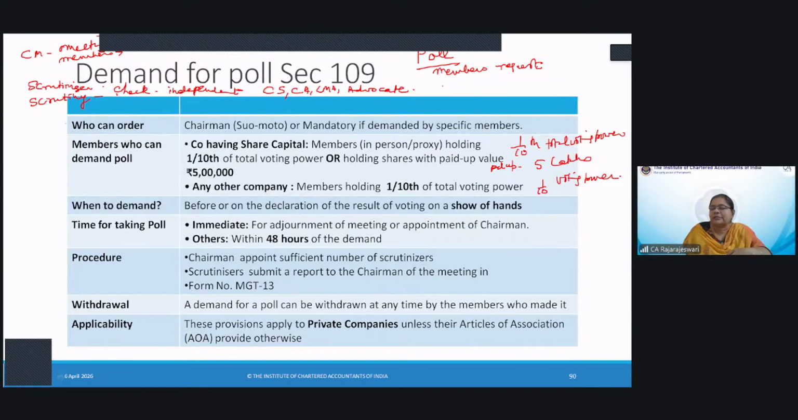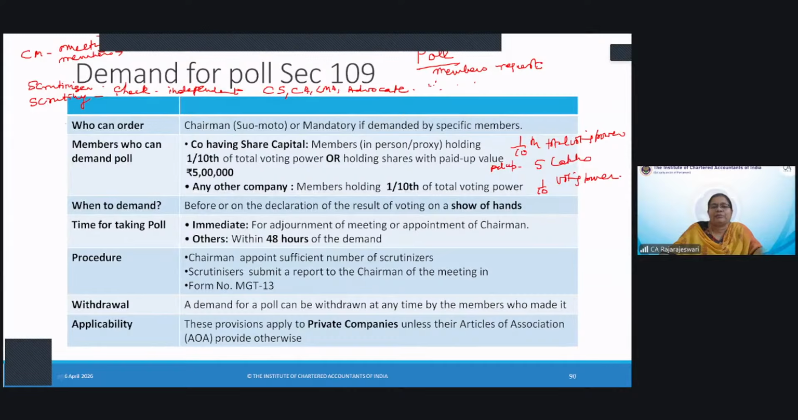If I act as a scrutinizer, what I will do is collect all the papers. If it is a poll, it will not be open. Even the chairman will not know who has cast the vote in favor or against. Generally, the option will be given to the person. As in a postal ballot, he should say how many shares he is holding and whether he is voting in favor of the resolution or against it. We get it from each member, and that is counted by the scrutinizer.